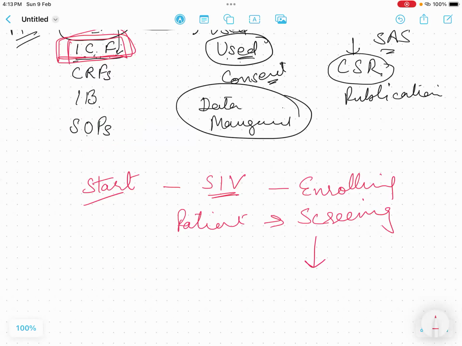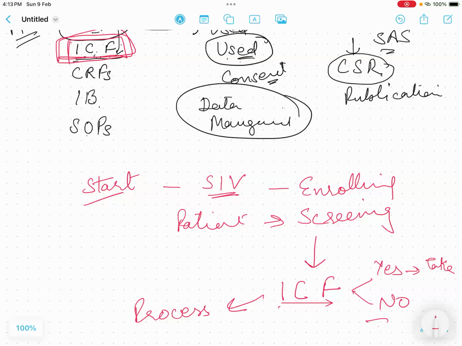Then the next step is that someone will be taking the informed consent form, and someone will be completing this process. The patient will be sitting in front of you, maybe a clinical study coordinator or an investigator. They will be reading this ICF to the patient, and if the patient says yes, then you can take them into the trial. If they say no, then thank you, and that patient won't be part of your clinical trial. So now let me go back to our slides.